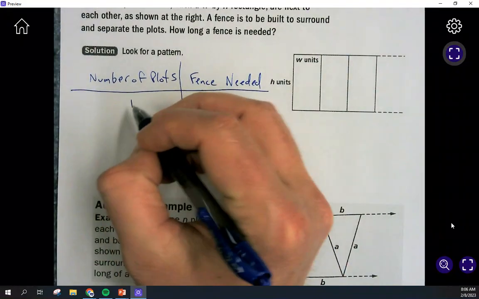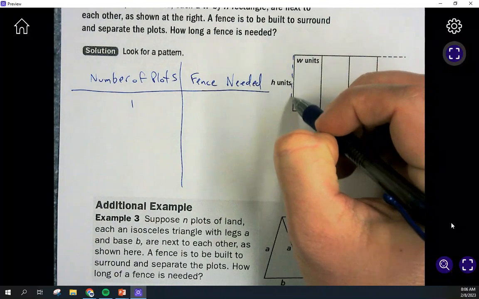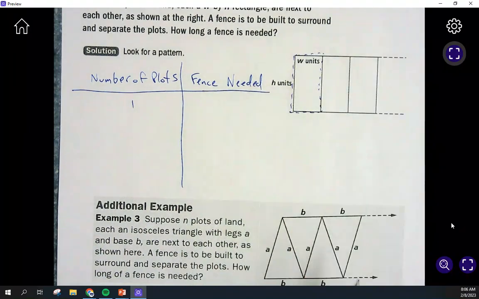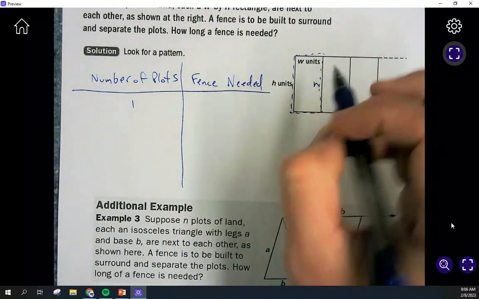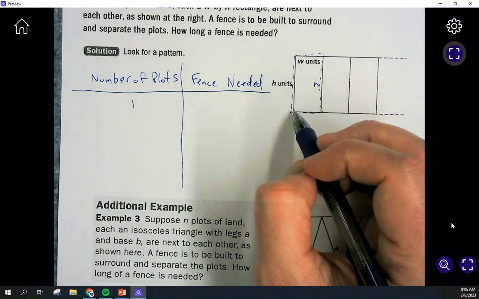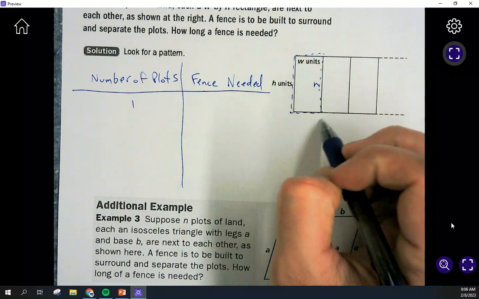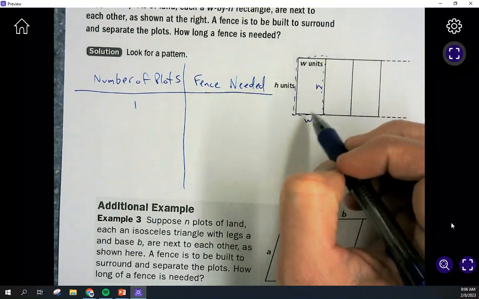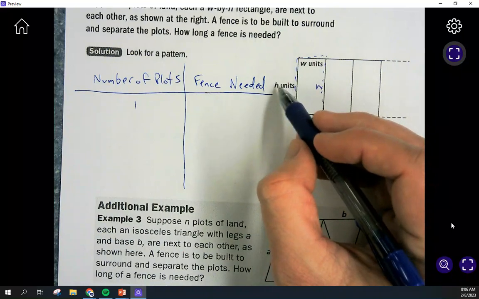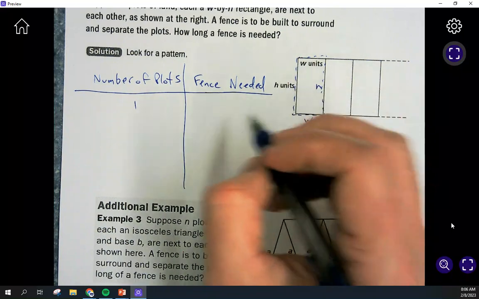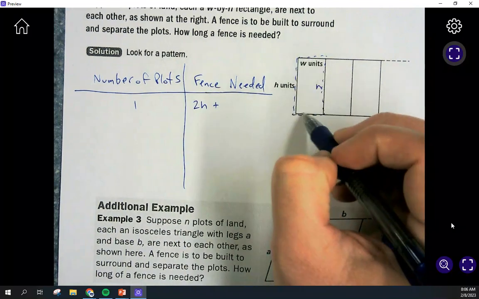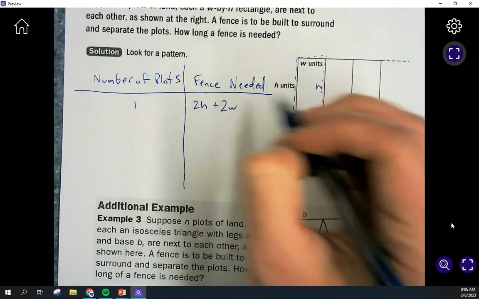So let's just say there's one plot. We're just talking about this right here. If you got a highlighter, you can highlight right here. So I would have whatever number this is, let's just say it's 10. I'd have 10 here and 10 here. If this was 5, I'd have 5 here and 5 here. I don't have actual numbers, but I have h plus h, so that is 2h. And I have w plus w, so that's 2w.